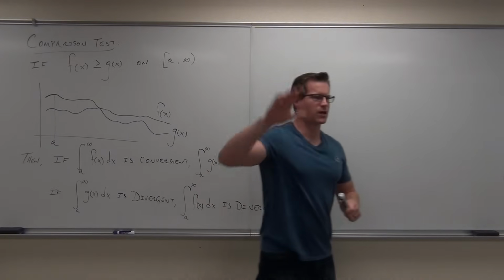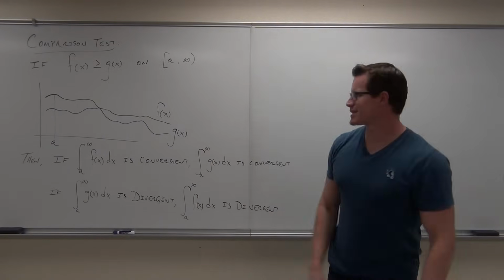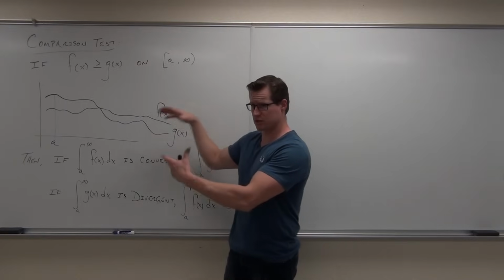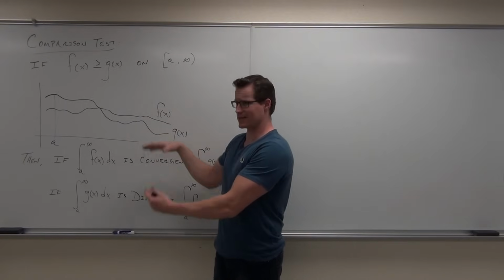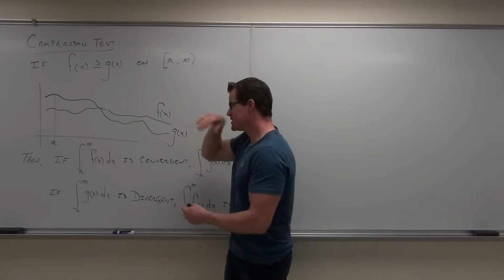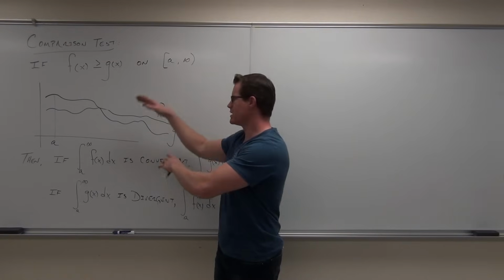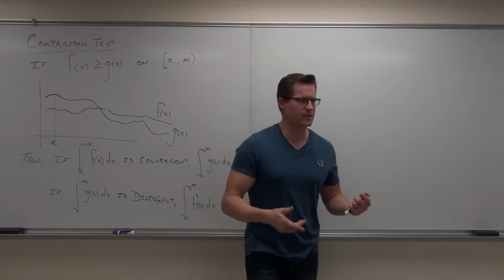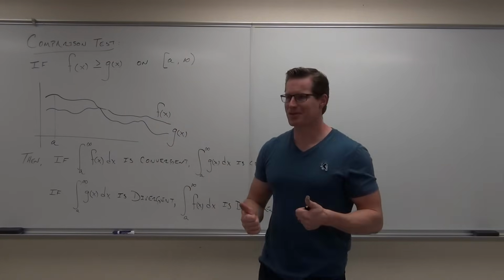Quick show of hands if you feel okay with that. Basically it says, hey, if the big one goes somewhere to a specific number, g of x also has to do that. It's kind of squeezed between them, it's bounded. If g of x goes to infinity, then f of x also goes to infinity. That's the idea here. Sure you're okay with it?